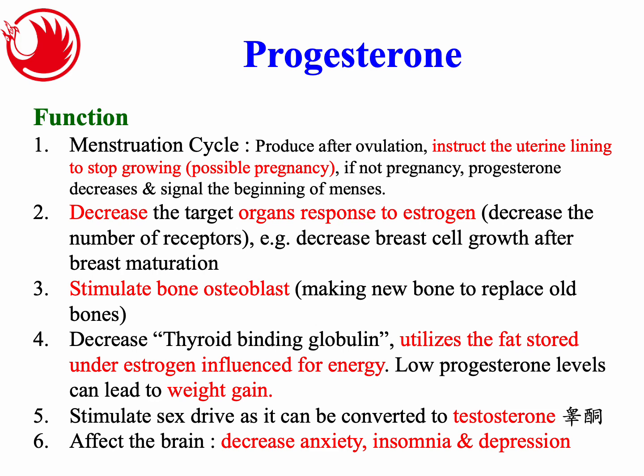Next, progesterone can be converted to testosterone, a hormone that stimulates sex drive, and it also affects the brain. Progesterone has a calming effect on the brain. It can help reduce anxiety and improve sleep by decreasing insomnia, and also by influencing neurotransmitters for mental health. So progesterone can help alleviate symptoms of depression, contributing to better overall mental health. Next, we will look at reproductive system diseases.